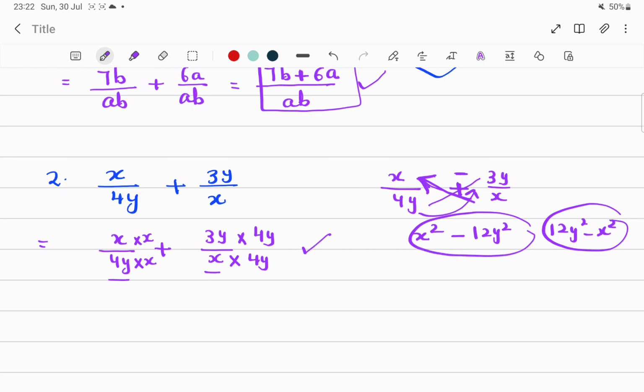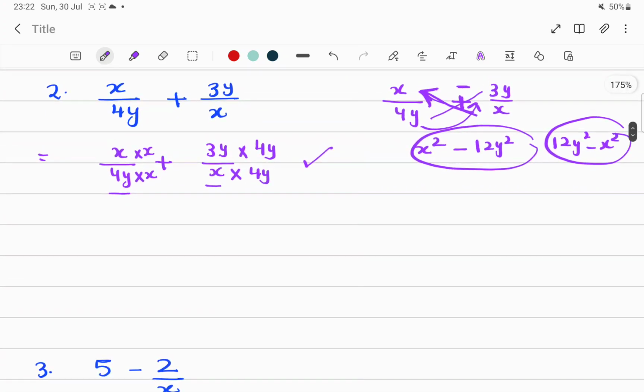This is easy, and you need not remember which term you have to write first. After that, once you get this, we can write x times x as x squared over 4xy plus 4 times 3 is 12, and 12y squared over 4xy.